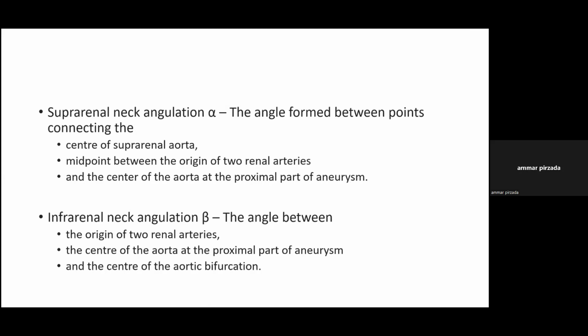After neck length and diameter, the most important part is the angulation. Again, there are two components to it. One is the suprarenal neck angulation component. The other one is the infrarenal neck angulation. So first the suprarenal one. It's basically an angle that is formed between 3 points. Point 1 would be the center of the suprarenal aorta, or the healthier part of the aorta. Point 2 would be the midpoint between the origin of the two renal arteries. And lastly, the last point would be the center of the aorta at the proximal part of the aneurysm.